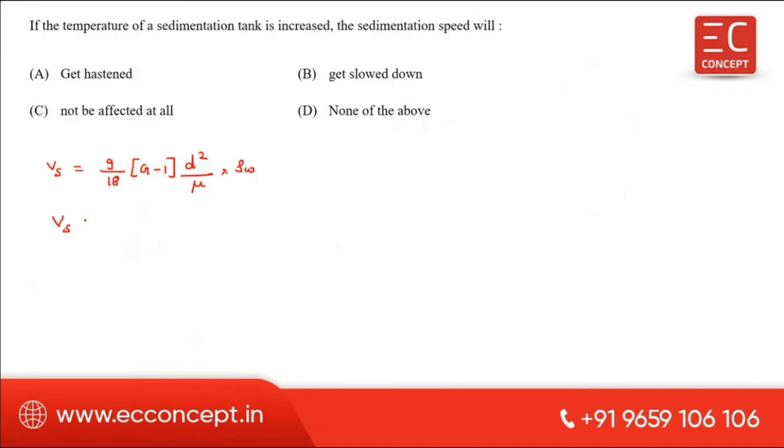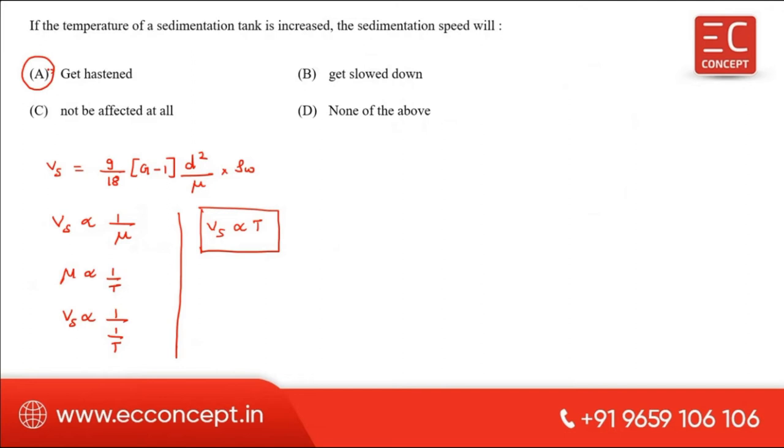We know that settling velocity is directly proportional to 1 by mu. Mu means viscosity. Mu is directly proportional to 1 by temperature. If the temperature increases, the viscosity reduces, right? Therefore, Vs is directly proportional to 1 by 1 by T, which implies Vs is directly proportional to T. If the temperature increases, then the settling velocity also increases. Therefore, the answer for this question is hastened, meaning it increases, meaning it becomes quick.